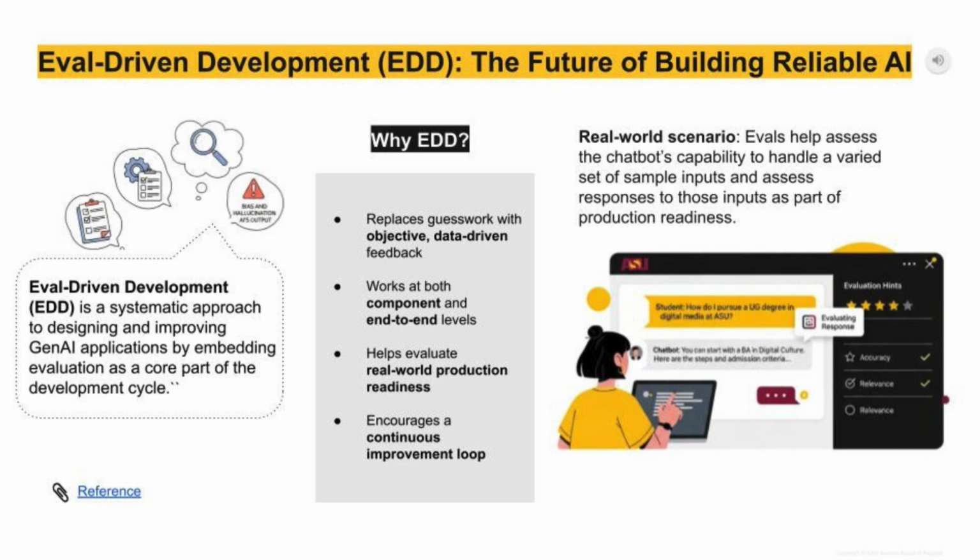It works at both the component level, like scoring a model's output, and at the end-to-end level, helping us judge full system behavior in production-like conditions. It helps teams measure production readiness. Most importantly, it enables a continuous improvement loop. In real-world scenarios like chatbot development, EDD helps assess how the system handles diverse, unpredictable inputs, not just once, but continuously as the system evolves. It's a powerful new mindset for building trustworthy, user-aligned AI, and it's quickly becoming a best practice across the industry.